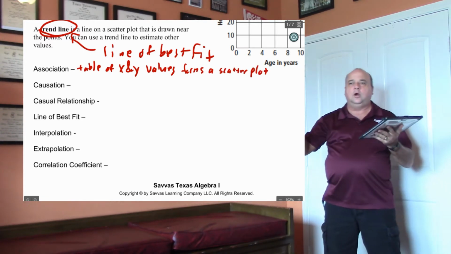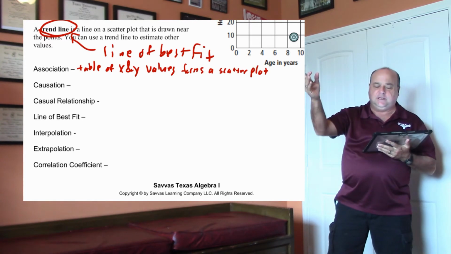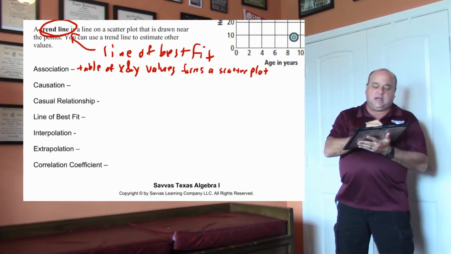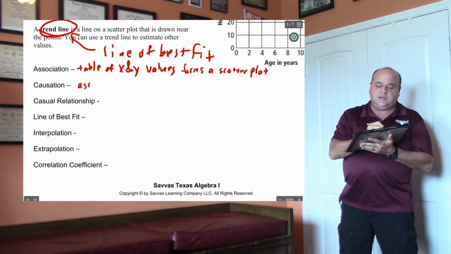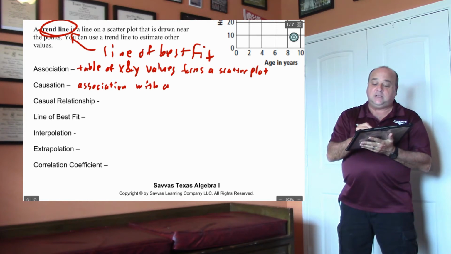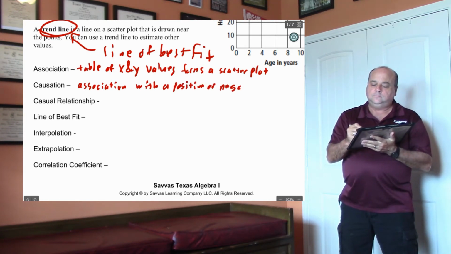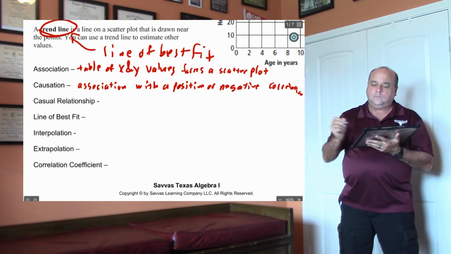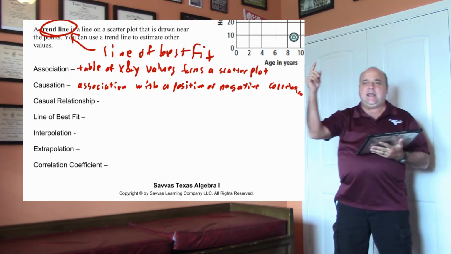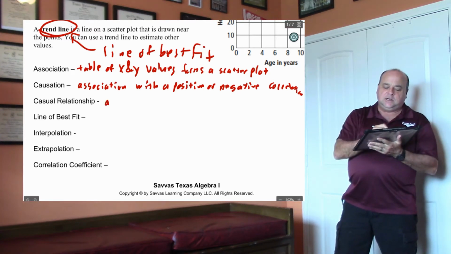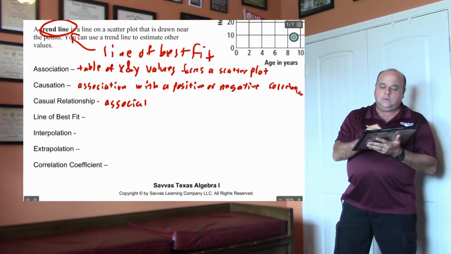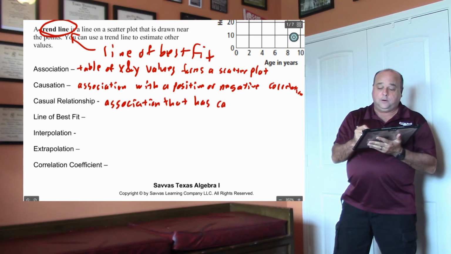Okay, so another word for a table of values or a scatter plot is an association. If it is a causation, it is an association with a correlation, with a positive or negative correlation. Okay, sorry about my handwriting. A causal relationship is an association that has a causation. This is kind of weird, okay?